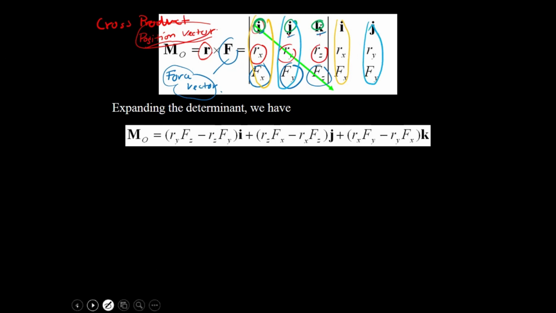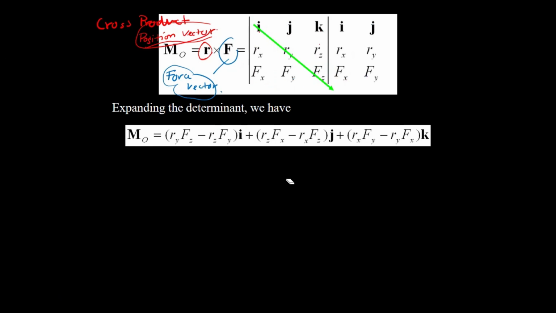Now you get everything. Let me erase this thing. Now, after you get the format of the cross product in the form like this one, you got to do the multiplication in this direction.